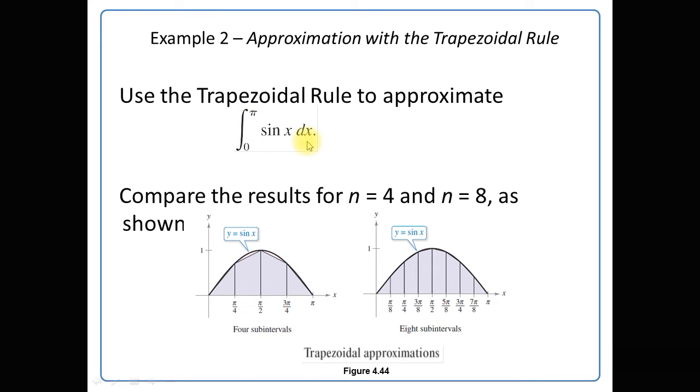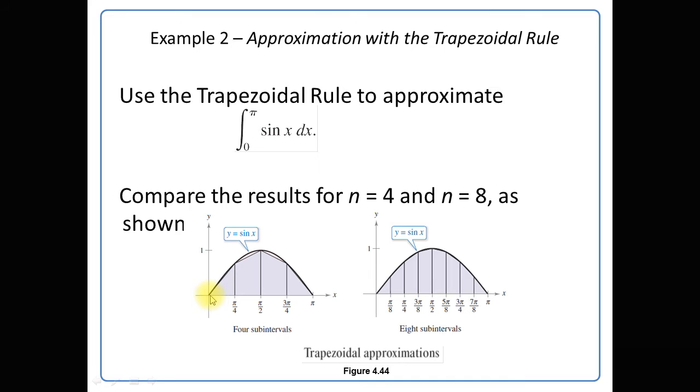sine x with respect to x. Compare the approximate result with the exact result, and now calculate the approximate result for n equal to 4 and for n equal to 8. For n equal to 4, we can construct 4 trapezium: 1, 2, 3 and 4. So the first value is 0, and now according to the step size, pi minus 0 divided by 4, so pi by 4 will be the step size.